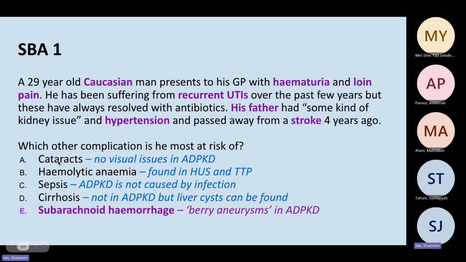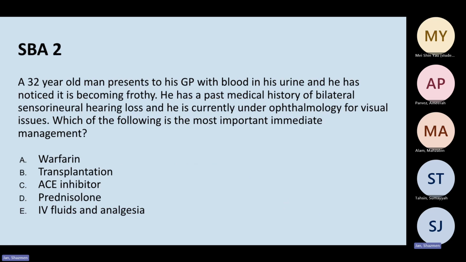So to rule out the other ones, so cataracts, you're right, there's no visual issues in this condition, and so we can rule that out. Hemolytic anemia, this is found in HUS and TTP, so again, it's not relevant to this question. ADPKD isn't caused by an infection, so it wouldn't be sepsis. But it was a good suggestion. And then cirrhosis, it's not cirrhosis because although in ADPKD you can see liver cysts, it doesn't actually cause cirrhosis. Okay, let's go to the next one.